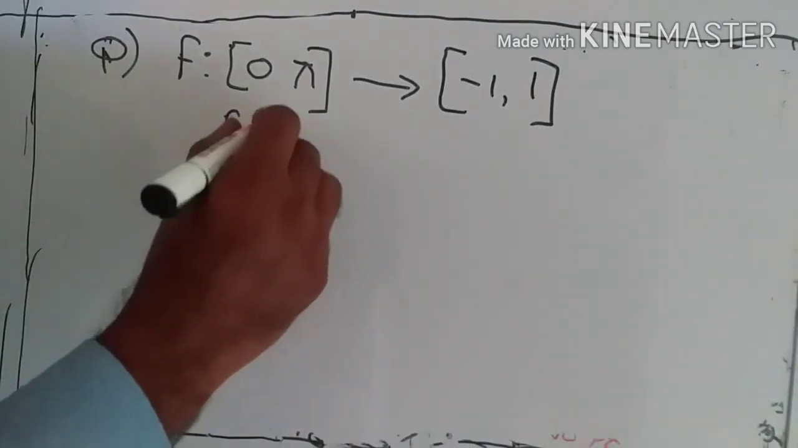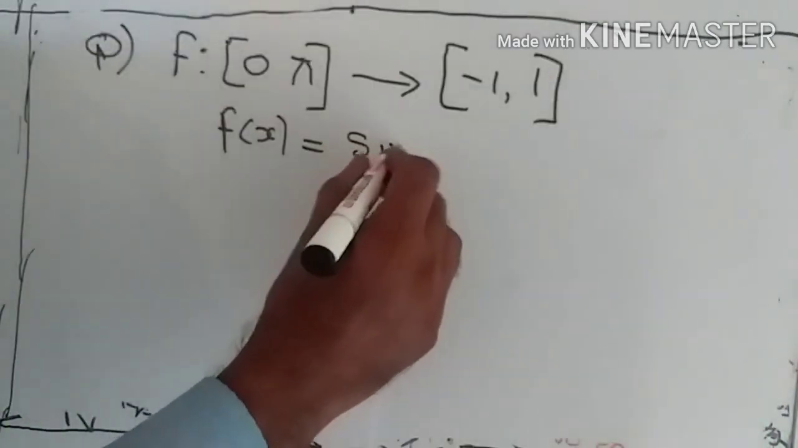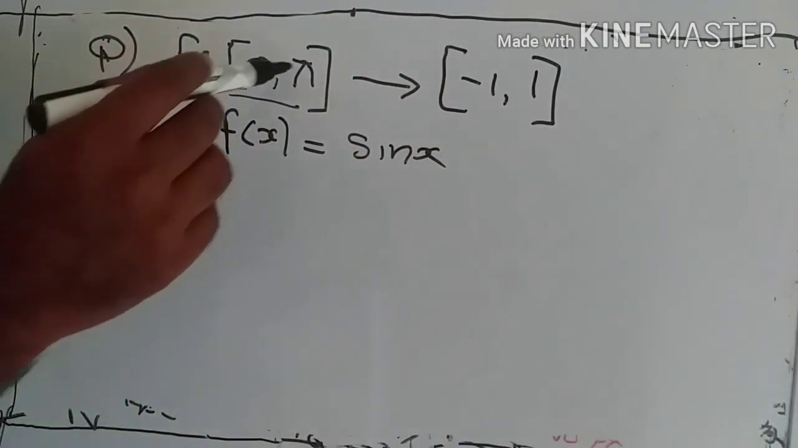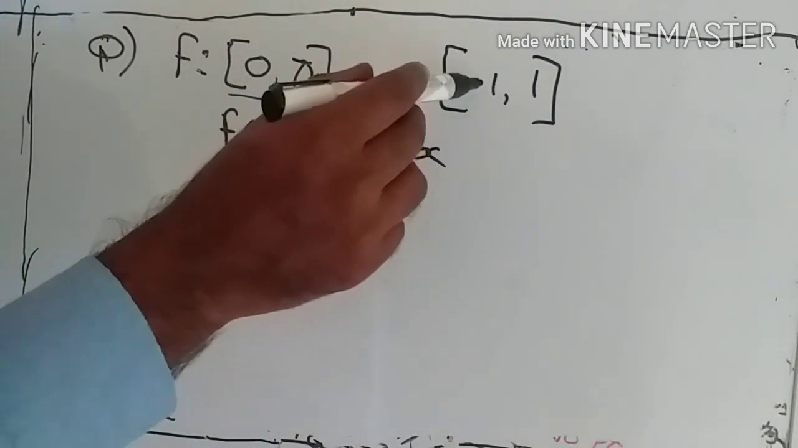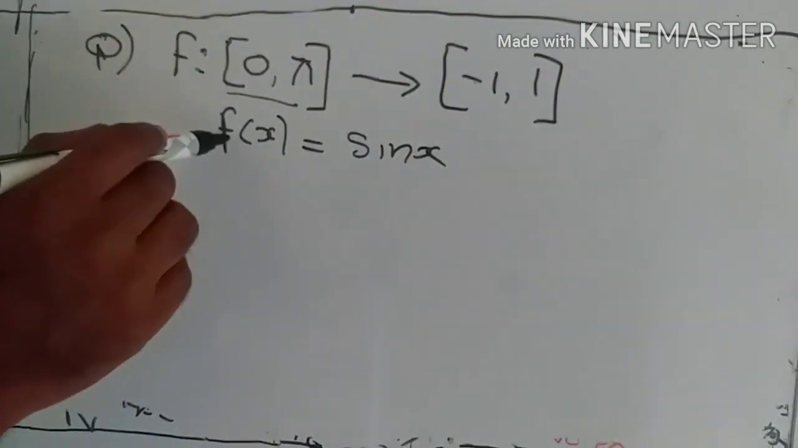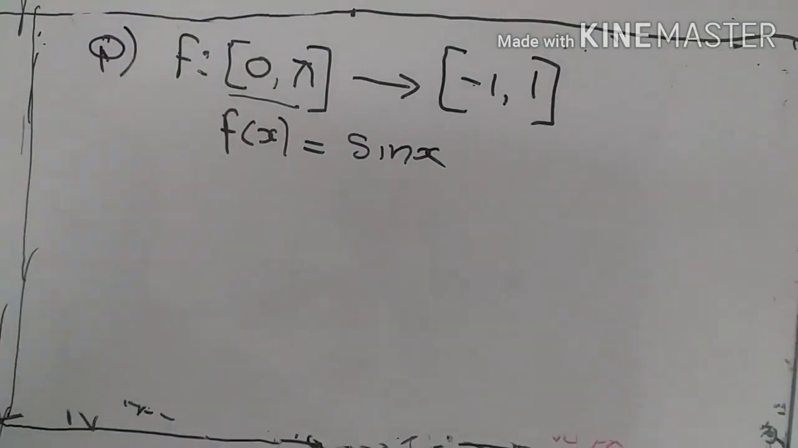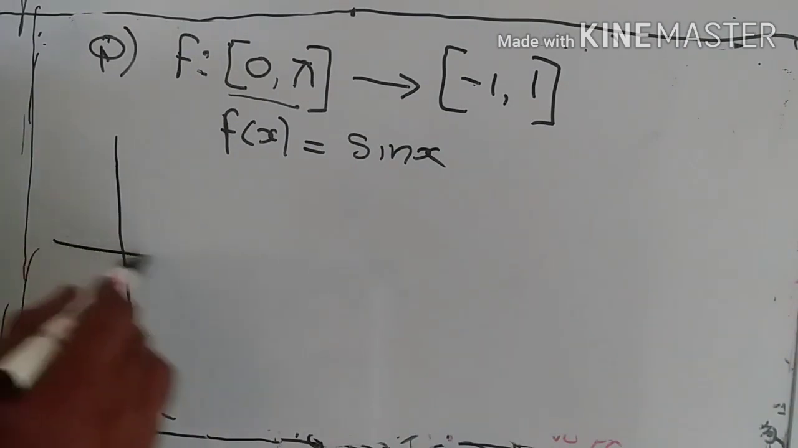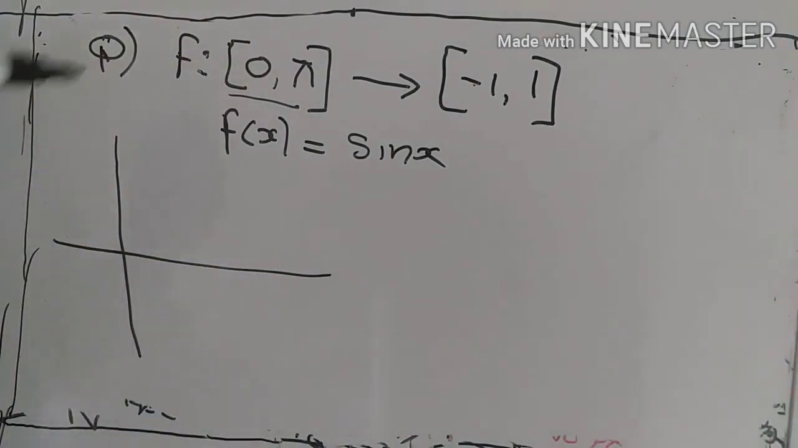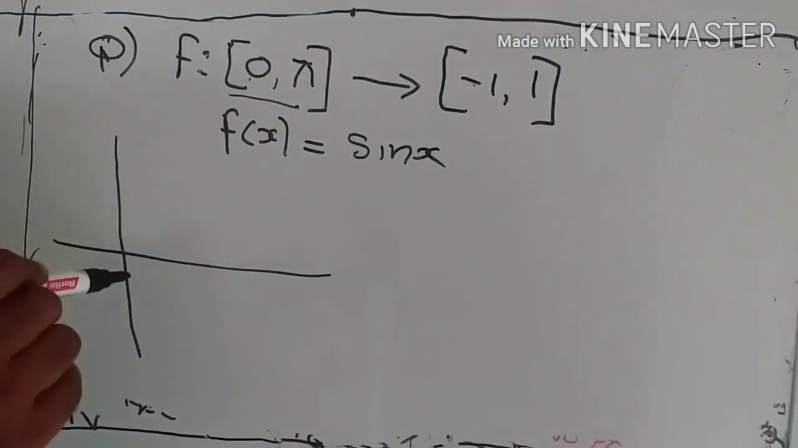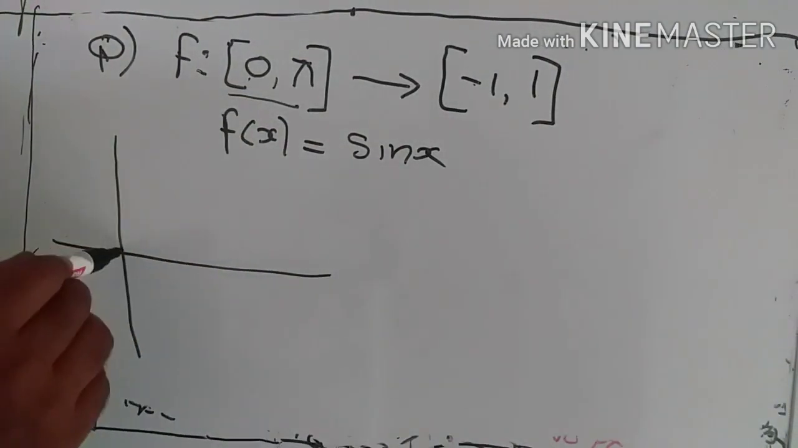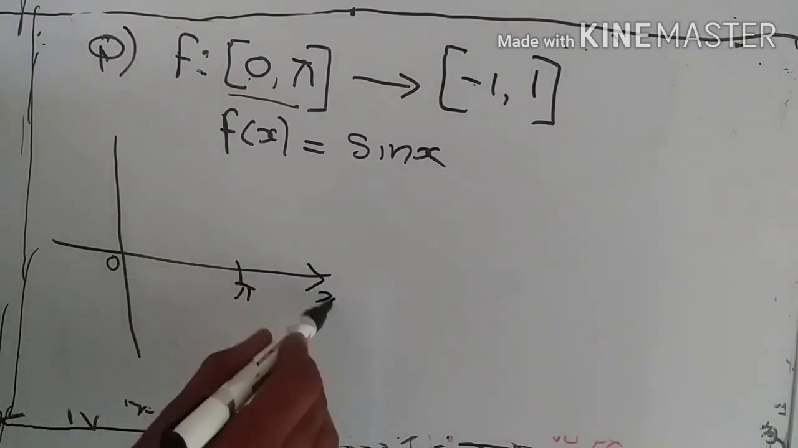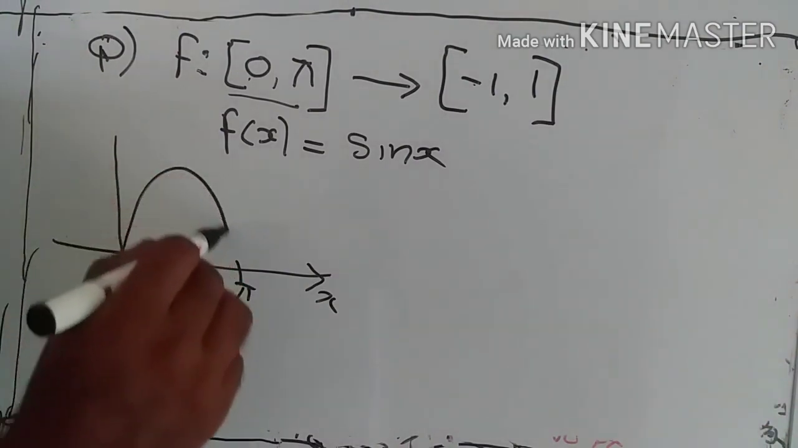Consider f of x is equal to sin x, from the closed interval 0 to pi to the codomain, the closed interval -1 to 1. Check the kind of function. F of x is equal to sin x for 0 to pi. First draw the graph of sin x in this interval, that is x is equal to 0 and x is equal to pi.